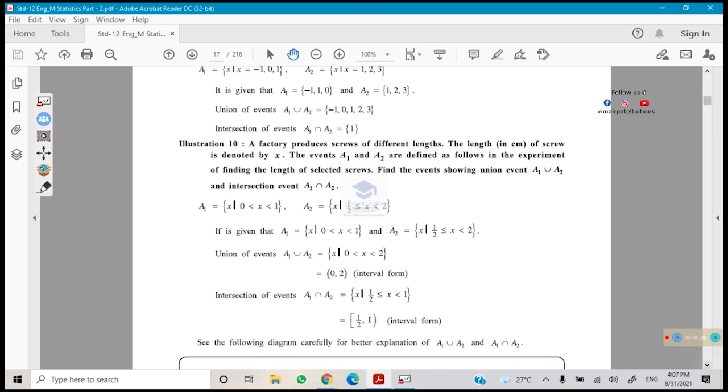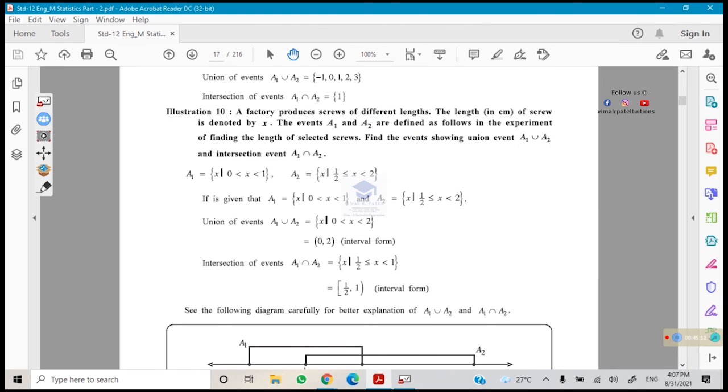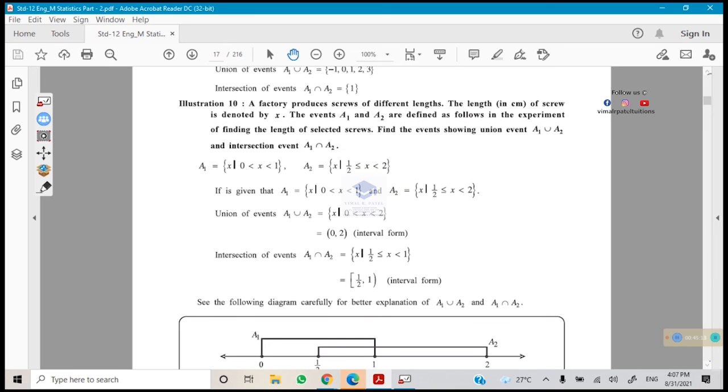Illustration 10. A factory produces screws of different lengths. The length in centimeters of a screw is denoted by x. The events A1 and A2 are defined as follows.